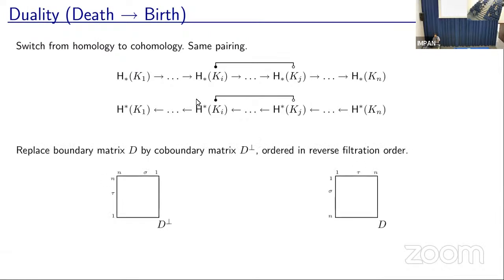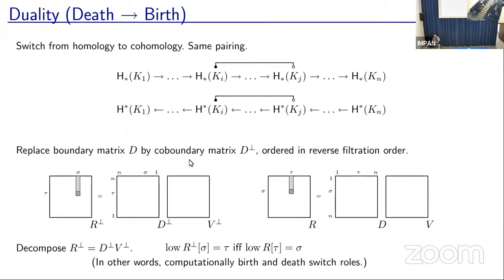And some years back, in fact, with Mikhail and Vin de Silva, we showed that if you want to compute cohomology, you can use the same exact algorithms, but you have to replace the boundary matrix D, which is ordered by the filtration, with a boundary matrix D bot, which is a sort of transpose, but where the rows and columns are reordered by filtration. So instead of going from 1 to n, they go from n down to 1. The statement that the pairing is the same translates into the fact that if sigma is paired with tau, in other words, there's a column R tau whose lowest nonzero is sigma, then in matrix R bot, there's going to be a column R sigma whose lowest nonzero is in the row of tau. So that's an if and only if.